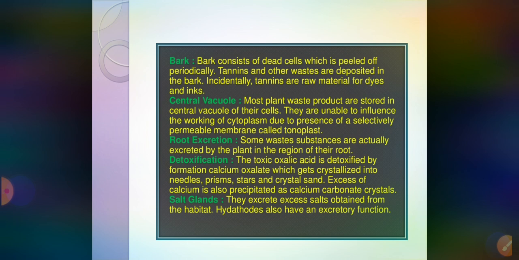prisms, stars and crystal sand. Excess of calcium is also precipitated as calcium carbonate crystals. The other way is salt glands. They excrete excess salts obtained from the habitat. Hydathodes also have an excretory function. So the hydathodes, which are present especially in the leaves, are also responsible for excreting the excess of salt, removing it from the plant body.